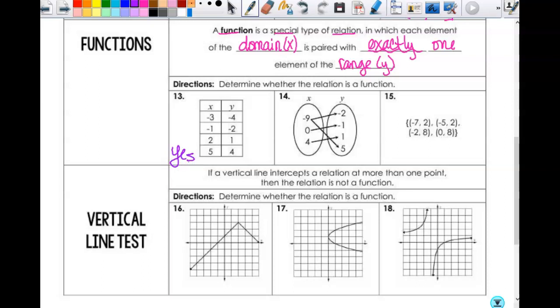So on number 14, do you have any x's that repeat? Yes, even though it's written just once, that -9 is paired with -2, and it also maps to 5. So since this repeats, this is not a function.